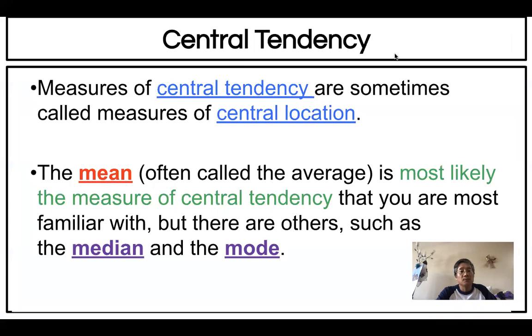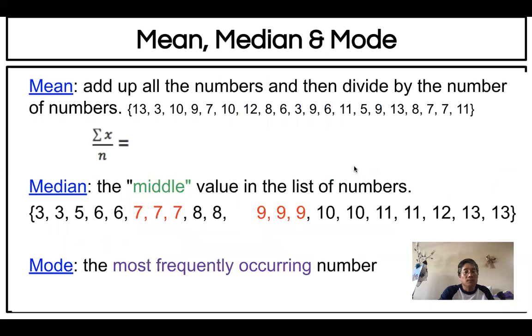Before we start, what is central tendency? Measures of central tendency are sometimes called measures of central location. So what is in the center of your data? For example, the mean, usually called the average, is most likely the measure of central tendency. But there are other measures such as the median or the mode, right?